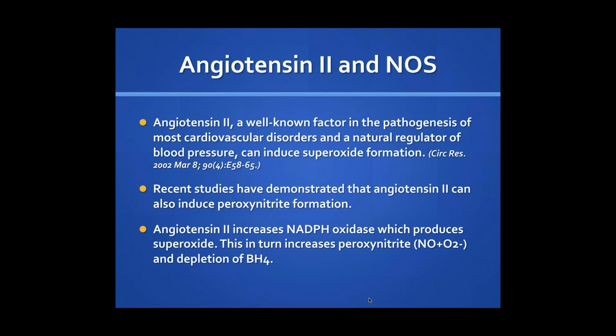So let's talk about angiotensin II and the nitric oxide synthase enzymes. It's a well-known factor in the pathogenesis of most cardiovascular disorders and a natural regulator of blood pressure. What it does is it induces superoxide formation, and we now know that that combines with nitric oxide and lowers nitric oxide, taking it out of the circulation. Recent studies have demonstrated that angiotensin II can induce peroxynitrite formation, and angiotensin II increases NADPH oxidase, which produces superoxide. This in turn increases peroxynitrite and depletion of BH4.